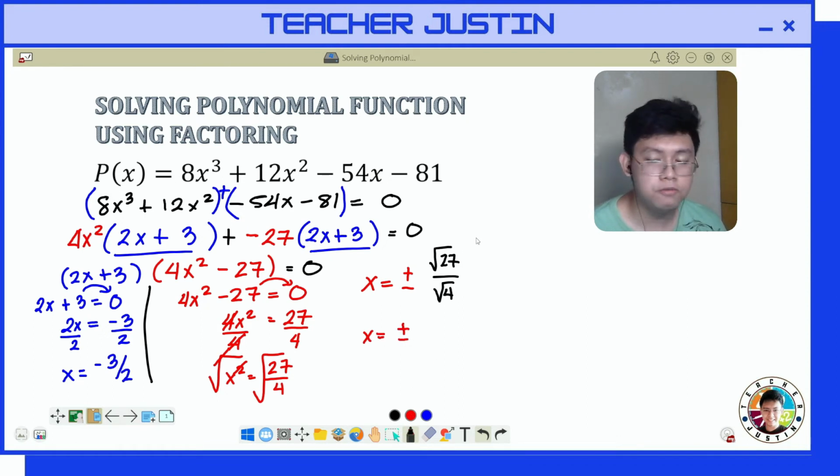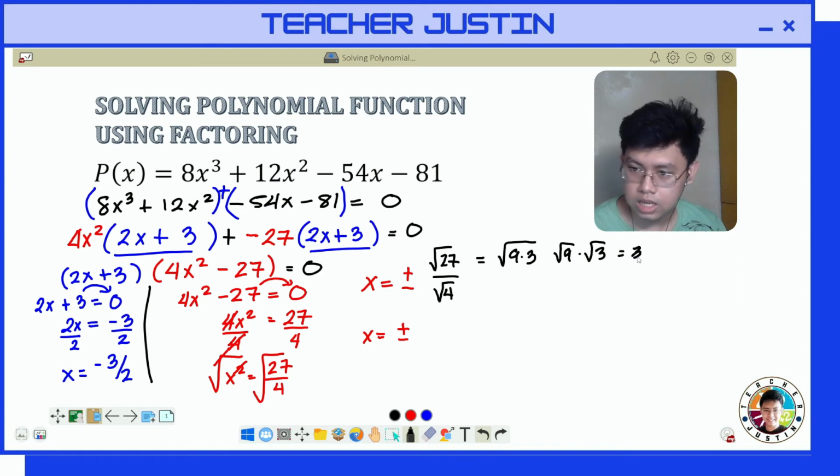So let's simplify the square root of 27. Okay, let's look for factors of 27 that has a perfect square number. So one of the factors of 27 is 9 times 3. So we can rewrite this into square root of 9 times 3. So let's get the square root of 9 and the square root of 3 separately. Simplifying this will give us 3 square root of 3. So this will be our numerator, 3 square root of 3.